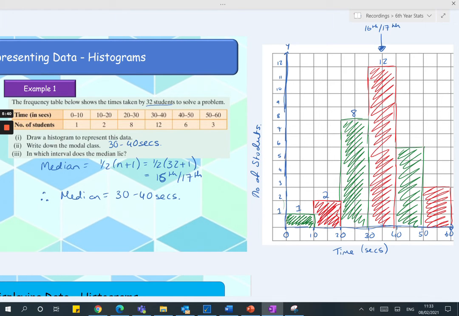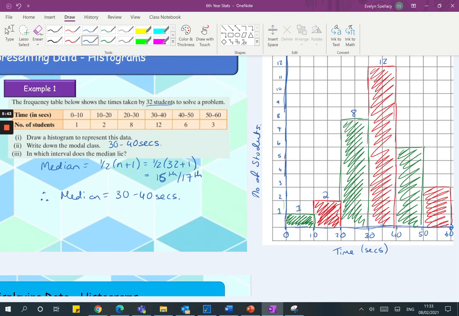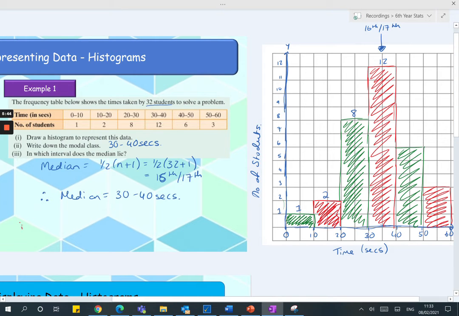Now remember guys, if we wanted to find the mean, I know it doesn't say it in this question, but let's add it in here. If I wanted to find the mean, we would use the mid-interval values. So we know between 0 and 10, the mid-interval value would be 5. So we have 5 by 1. Then we're going to have our mid-interval values of 15, 25, 35, 45, and 55.